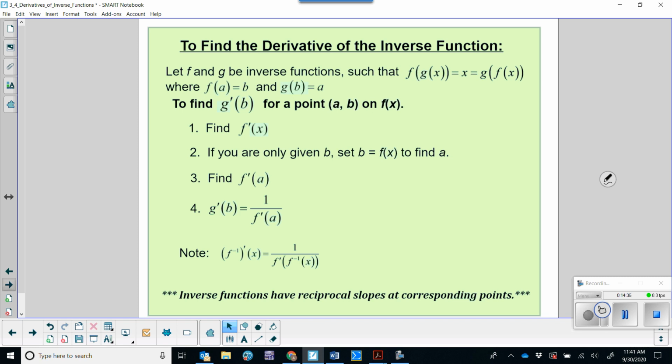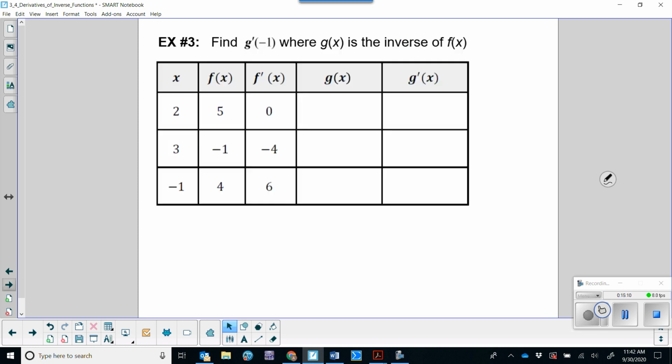So basically, to find g prime of b, in other words the derivative of the inverse, we find f prime, because that's all we need. If you're given b only, so you're only given the y value, then you'll have to find the x that goes with it, and then evaluate f prime at that, and then the derivative is 1 over that value, and that's it, okay? So this is the actual formula, okay? But again, practice it a bunch, and mostly it will come up later. We'll talk about it a lot later.